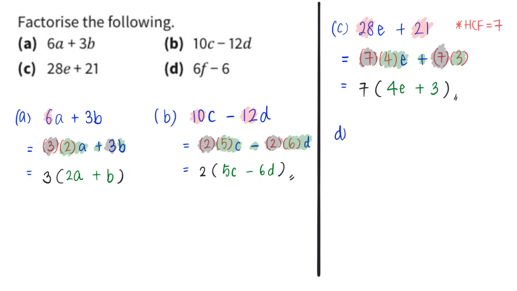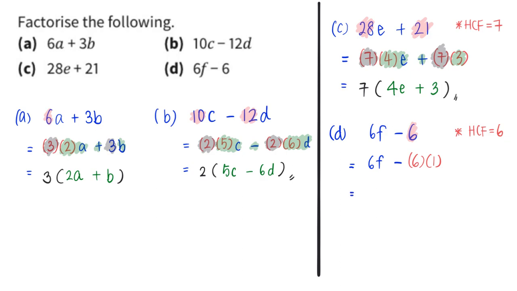Last part, part D for this question. 6f minus 6. You can see that the HCF is 6 because the common factor is 6. But please be careful. So this one I'm going to rewrite very explicitly. 6f. Do take note that my 6 is actually 6 times 1. 6 times 1 is 6, yeah?